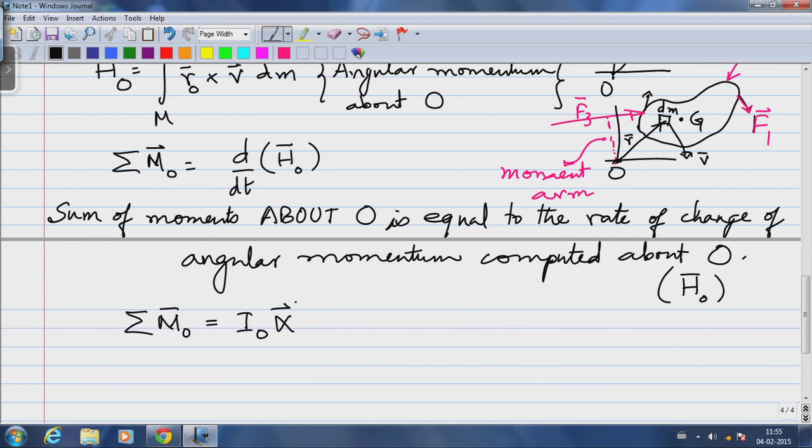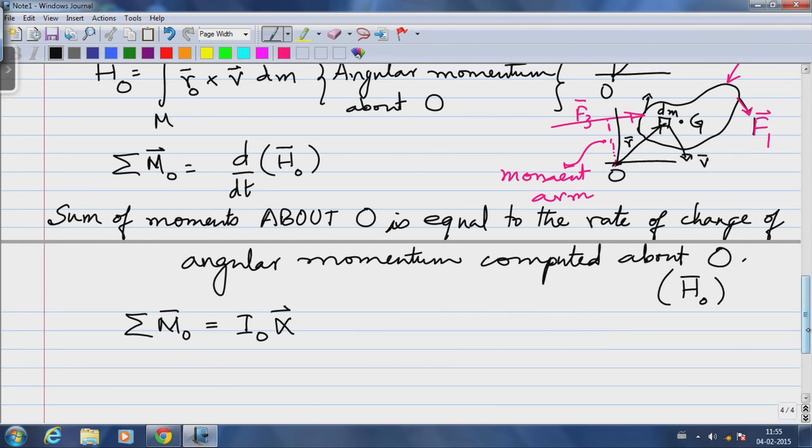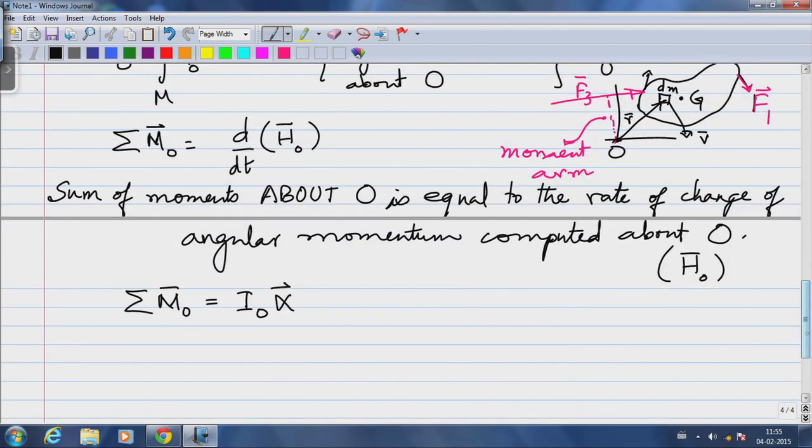Now, for plane kinetics, I, moment of inertia, happens to be just a number. It is a scalar, whereas in 3-dimensional kinetics, moment of inertia is not just a scalar.